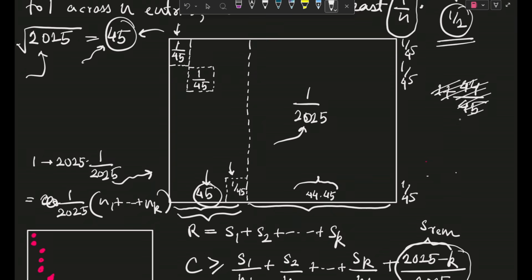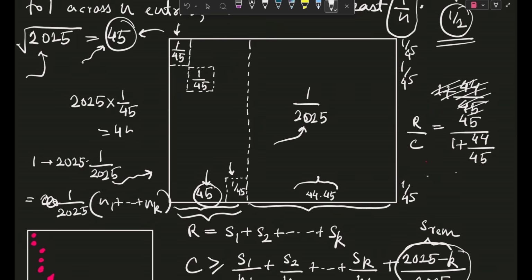Okay, listen, basically r by c. This comes out to be, because 45 by 1 plus 44 by 45, if you observe my pen, here we have 2025 entries of 1 by 45 in the rows, which means 2025 into 1 by 45, which is 45, because the square root of 2025 is itself 45.